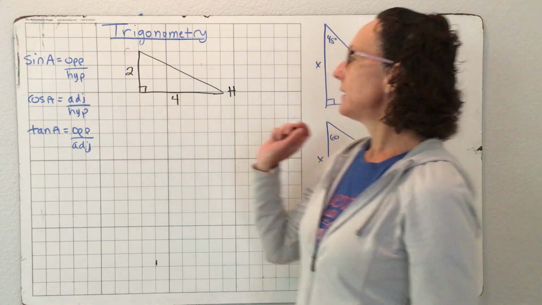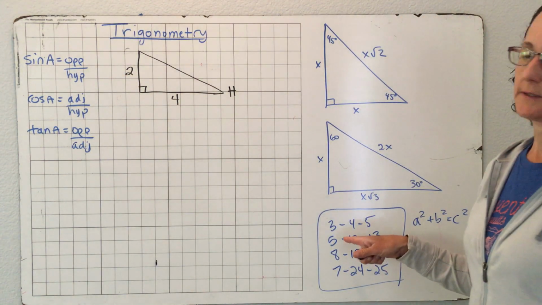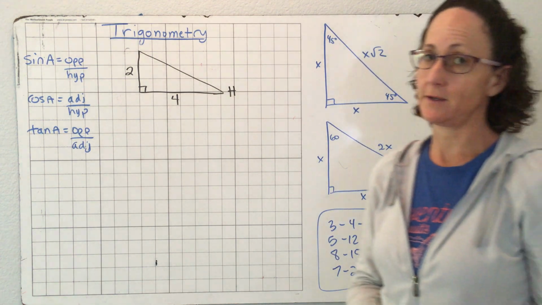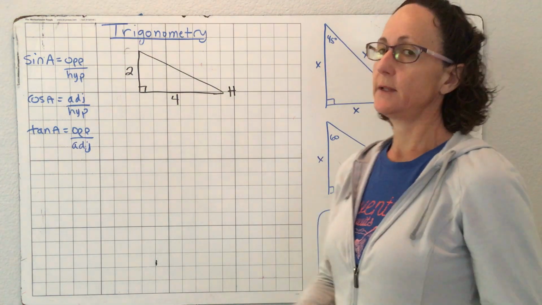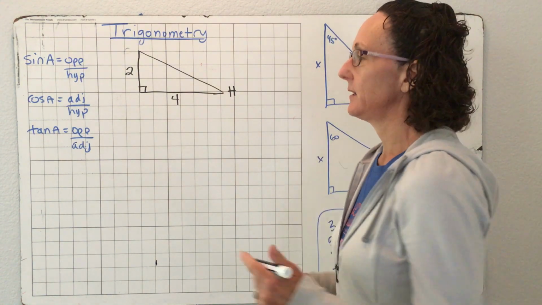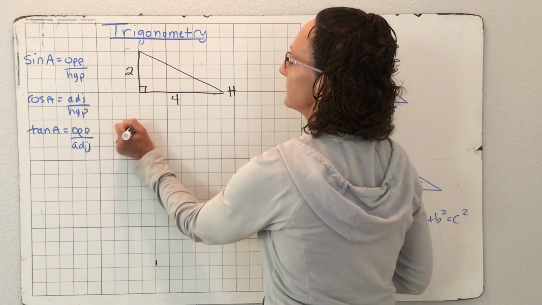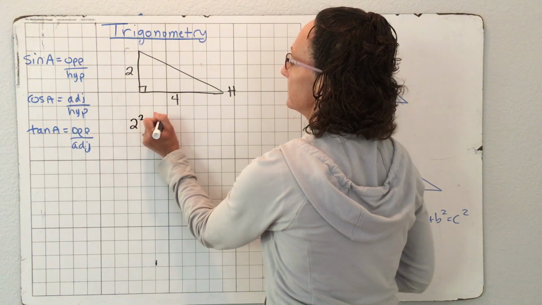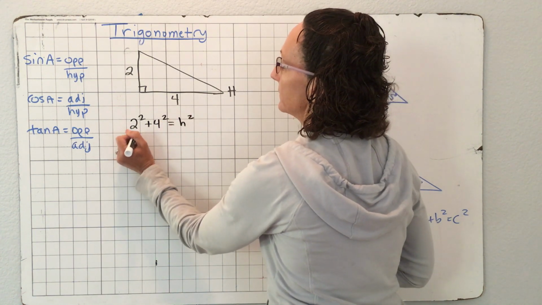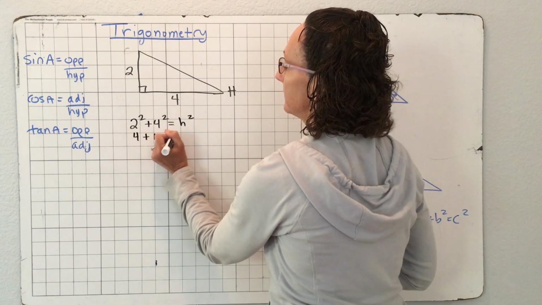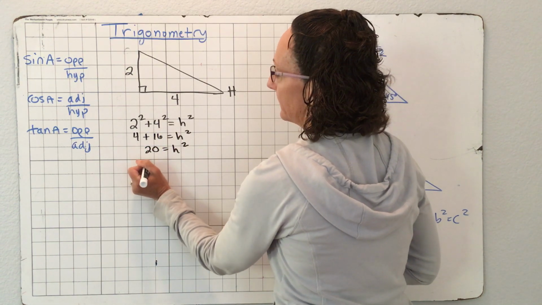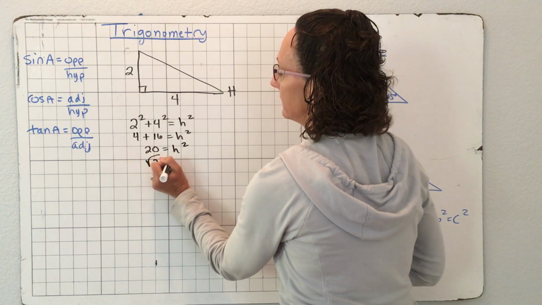2 and 4 are not part of a triplet, and because I didn't give you any angles, you can't use the special triangles, okay? So the only backup plan, if you can't use triplets and special triangles, is to use Pythagorean theorem, okay? So we're gonna have to find the hypotenuse by doing a squared plus b squared equals hypotenuse squared, okay? So 4 plus 16. So 20 equals h squared. Okay, so remember square root that.